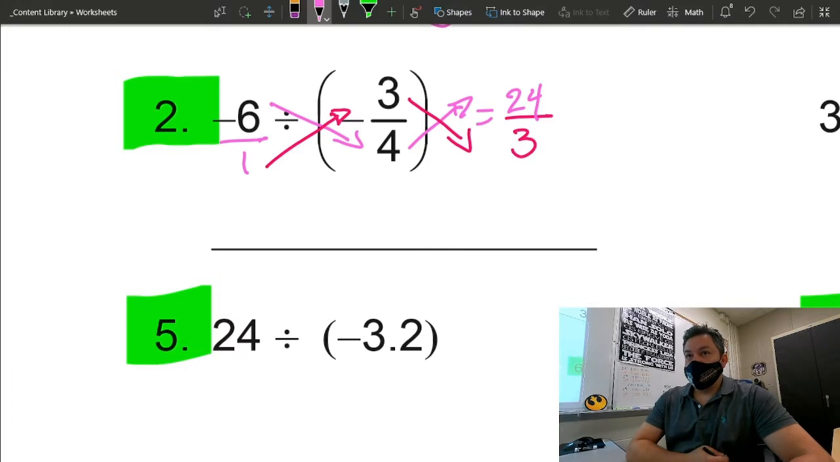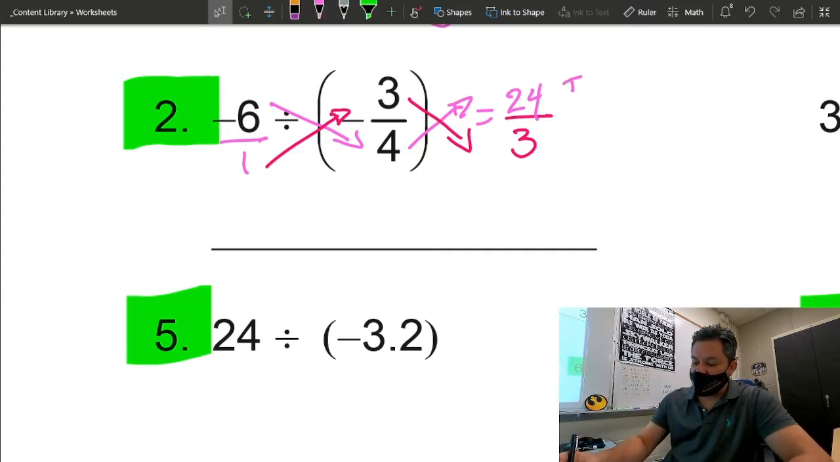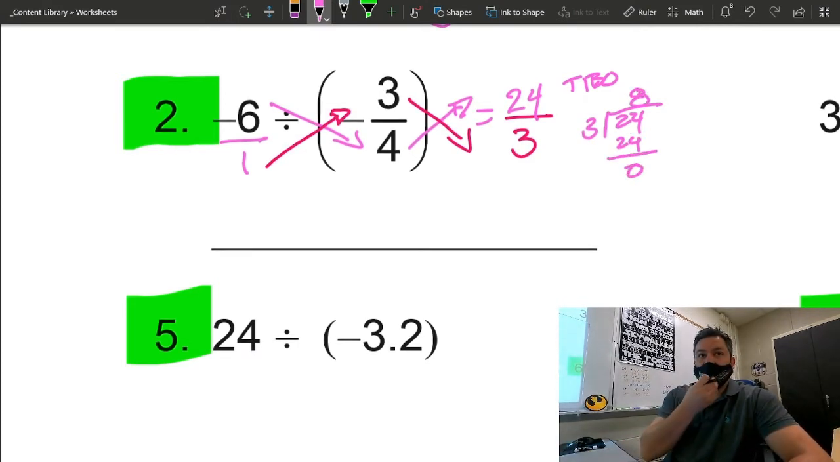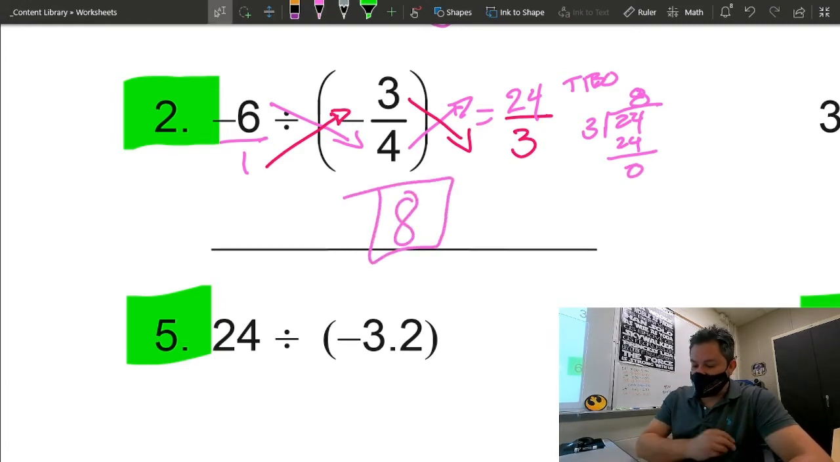24 thirds. At this point, I have an improper fraction. We talked about those. So there's two things that you can do. You can either convert them into mixed numbers, or you can see if you can divide. 24 divided by 3, in this case, is just how much? How many times does 3 go into 24? 3 goes into 24 how many times? 8. So my answer is 8. That's it.